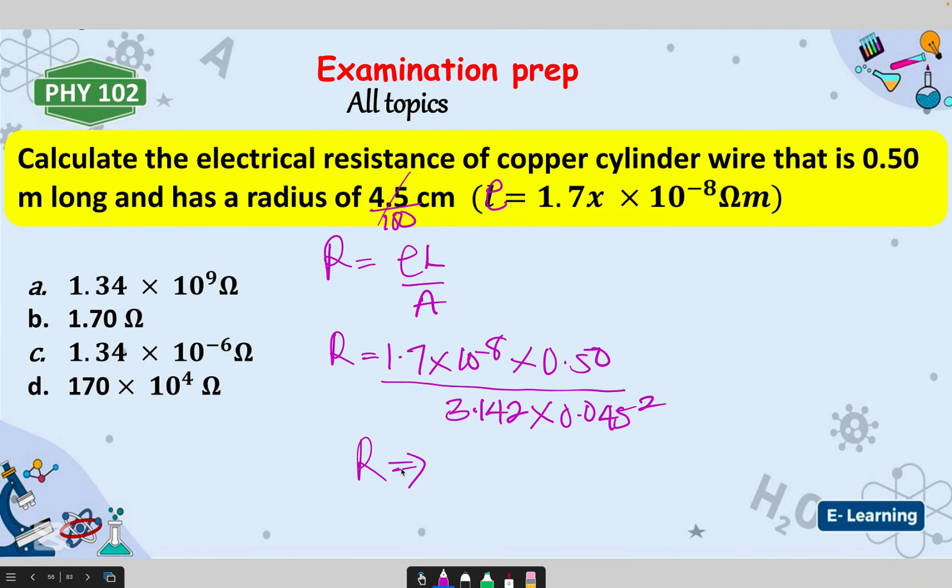times 0.5, divided by 3.142 times 0.045 square, gives us 1.34 times 10 raised to the power of minus 6. So that is our resistance, 1.34 times 10 raised to the power of minus 6 ohm. A very simple question. Alright, so that will be that. Now let's see the next one briefly.